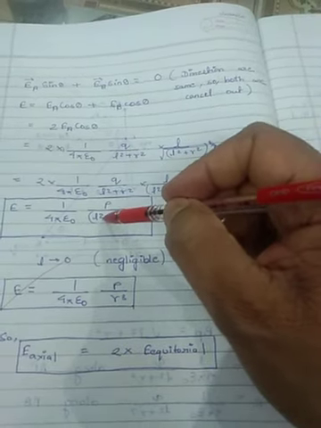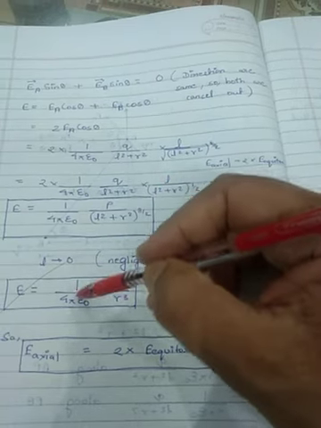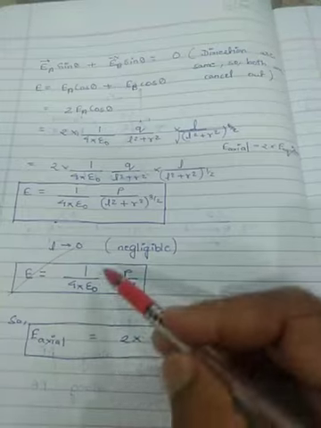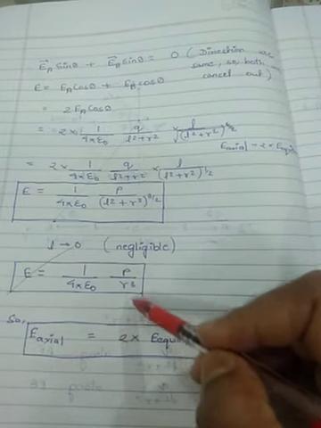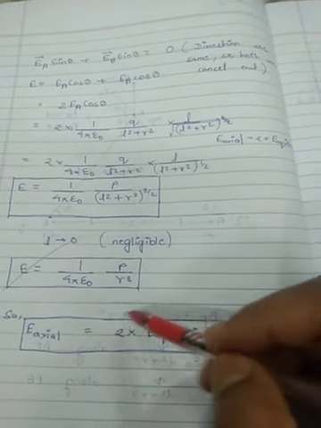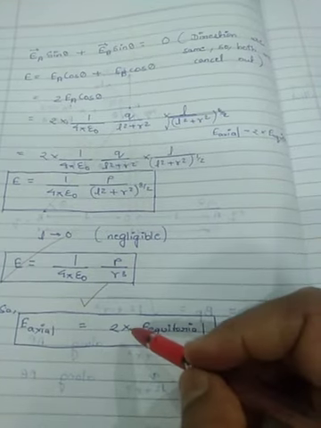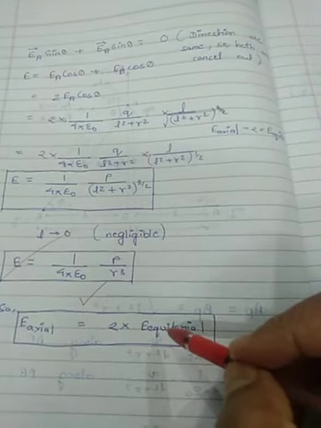So again, for an ideal dipole L is equal to 0, so this will be 1 by 4 pi epsilon naught, P by r cube. For the axial line it was 2P by r cube, for the equatorial line this is P by r cube. So the electric field due to a dipole on the axial line is twice the electric field on the equatorial line.